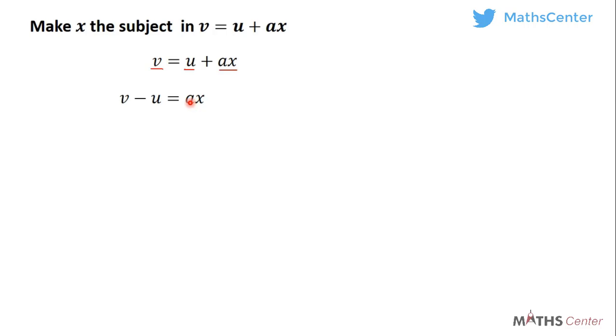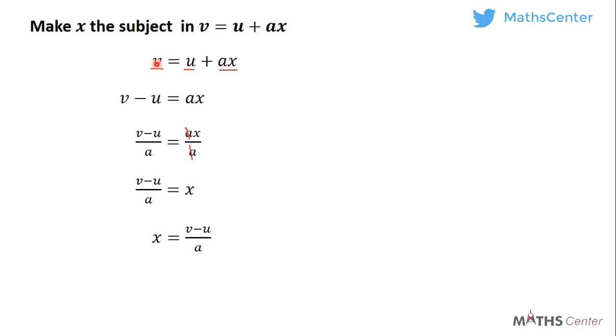Here, the term attached to x is a. So what you do is that you divide both sides by a. So you divide the left hand side, which is v minus u, by a, and divide the right hand side, which is ax, by a. So from here we can see that a will cancel a. So this a here will cancel this a, giving us x. And the left hand side is going to be v minus u divided by a. So we have v minus u divided by a is equal to x. So you can see that x is equal to v minus u divided by a.